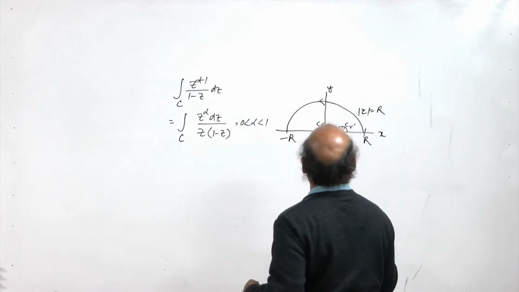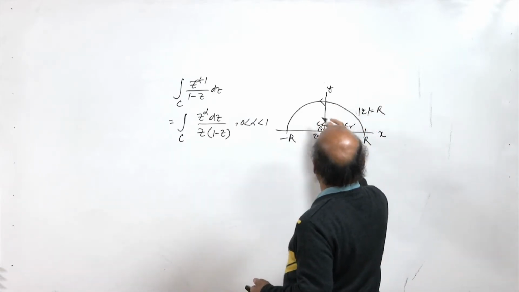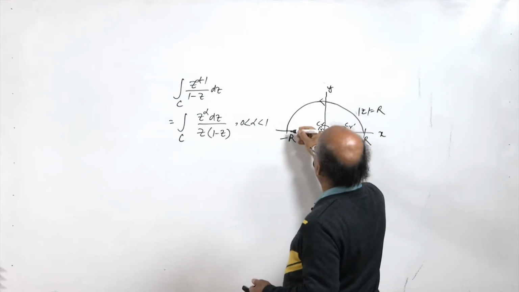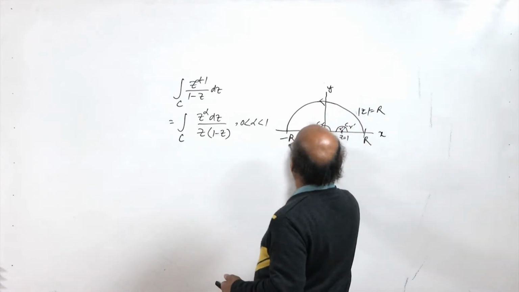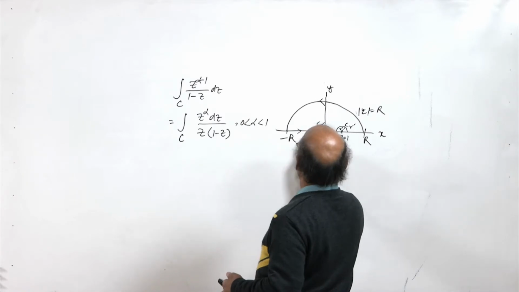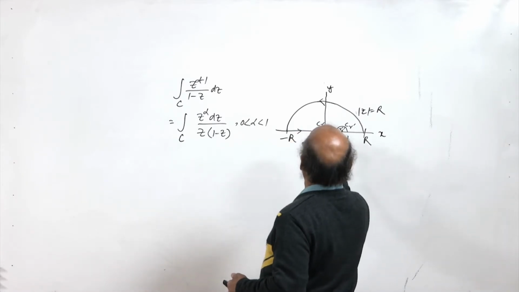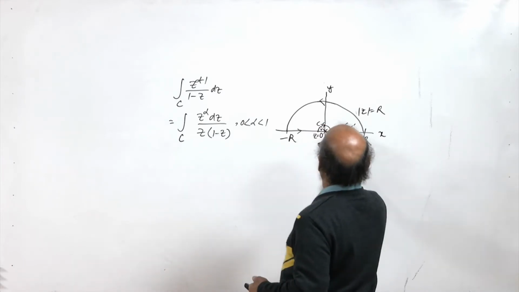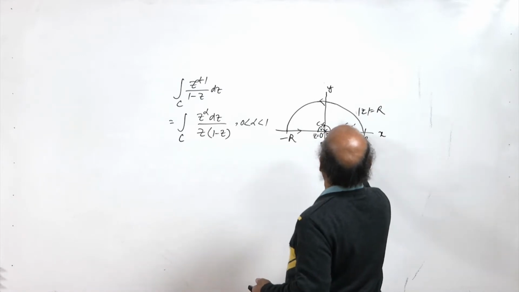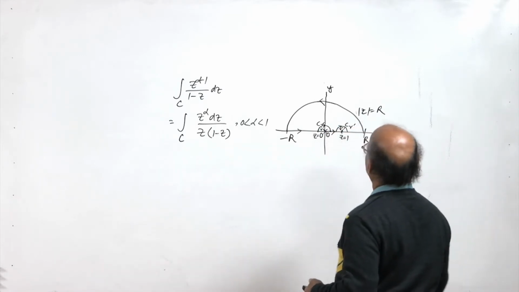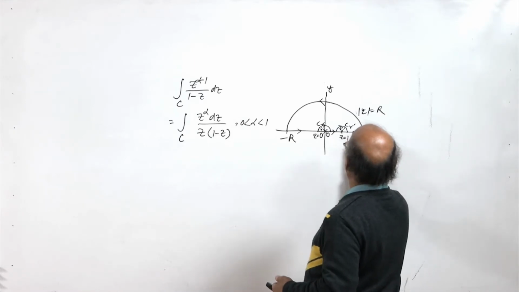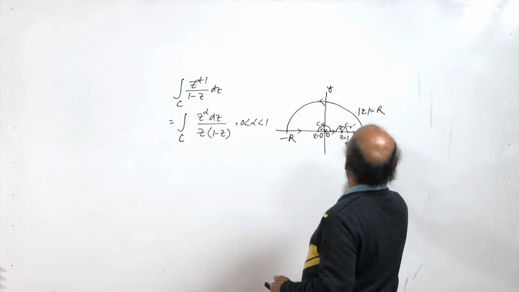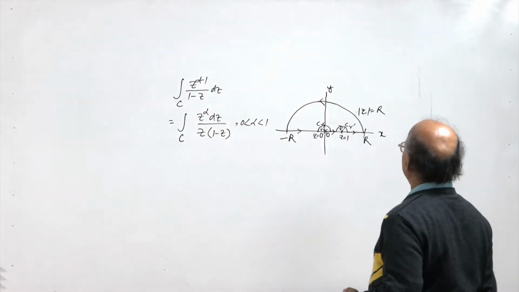Now, when we start moving along the semicircle in the counterclockwise direction, when we reach here, minus r, we move along the real axis. When we come here, this is minus r dash. So, when we come here, we move along the semicircle in the clockwise direction. When we come here, we move along the real axis, and then again we move along the semicircle in the counterclockwise direction. When we come here, we move along the real axis and reach r.